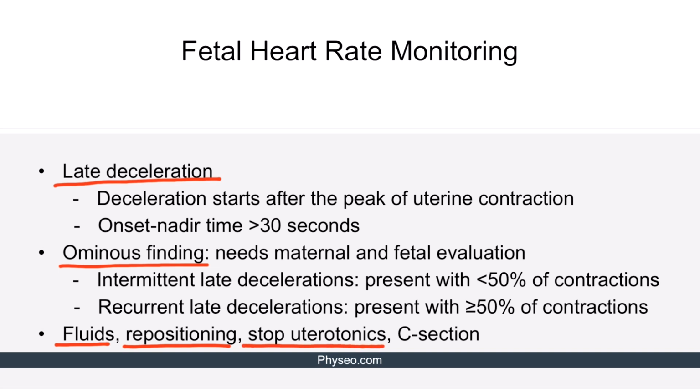As I mentioned previously, if uteroplacental insufficiency is present, increased uterine contractions can further compromise the delivery of oxygen-rich blood to the fetus. So uterotonics could be one of the factors exacerbating and or even inducing late decelerations. Oftentimes, with recurrent late decelerations, conservative measures aren't enough and emergent C-section becomes necessary.